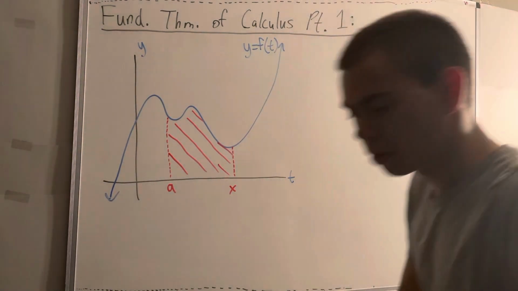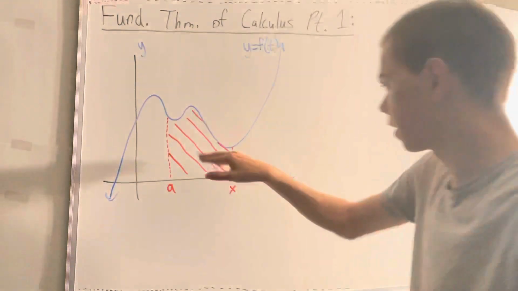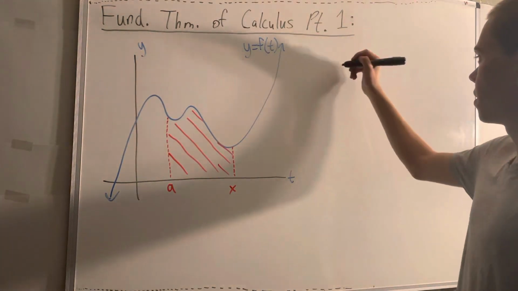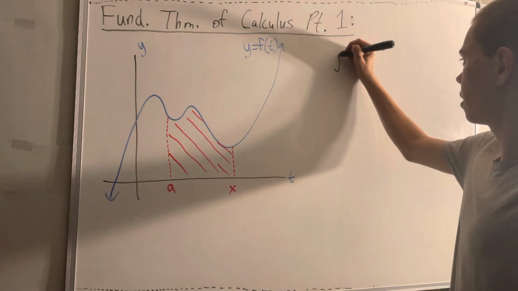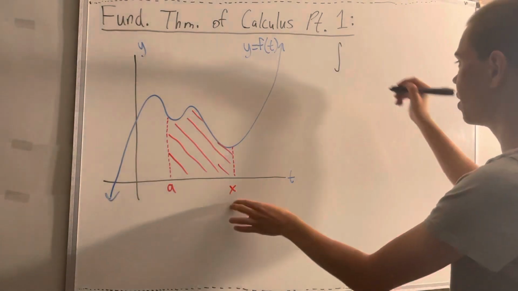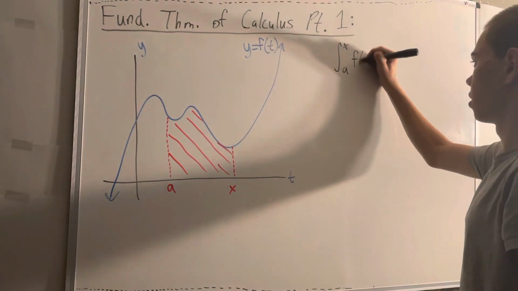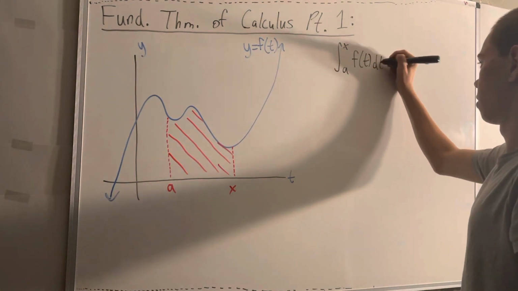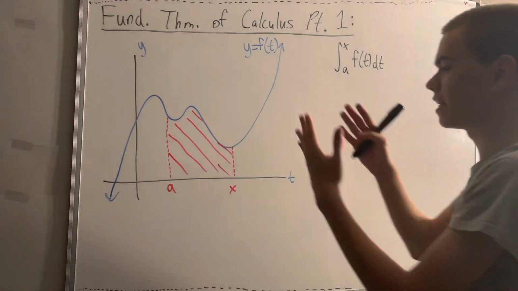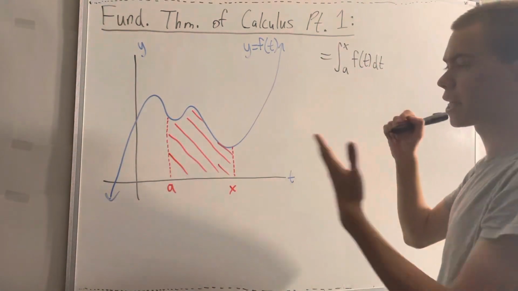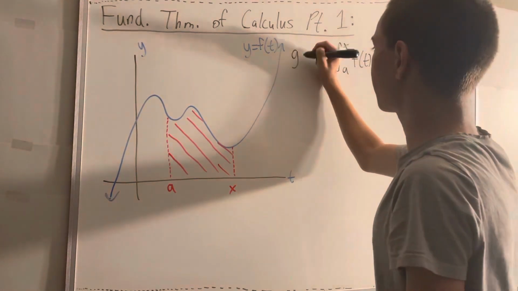And so the way that we could represent the area underneath this curve as an integral is, well, we would say that this is just the integral from a to x of f of t dt. And we're going to say that the area underneath the curve right here is actually a function, g of x.